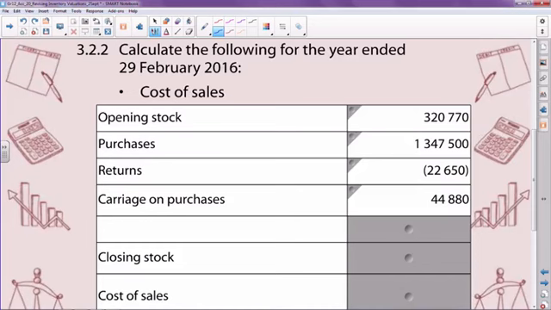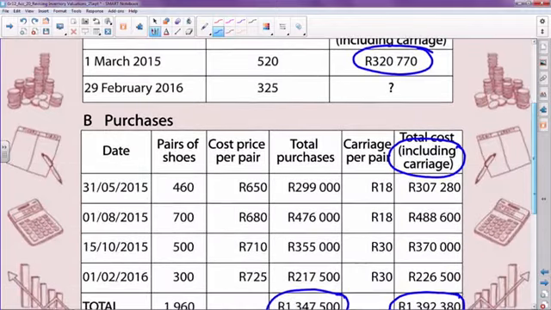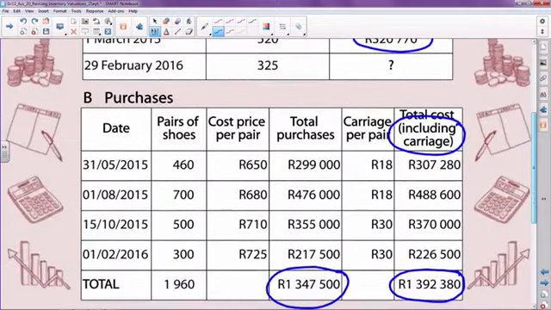We were discussing, remember prior to the break, we said we're going to show you where this figure of 44,880 comes from. Let's look at the information. Is it given to us? Certainly not. The carriage and purchases is not given to us. What we do know is that we had 460 pairs at 18 Rand.